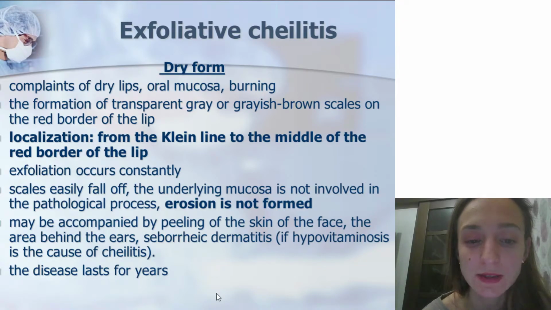Localization from the cleanse line to the middle of the red border of the lips is typical for this kind of cheilitis. In the dry form of the disease, children complain of lip dryness and scales. The exudative form is accompanied by a sensation of burning, pain, and tension of the lip, and swelling. In the case of hypervitaminosis-conditioned cheilitis, children can have scaling skin on the face behind the ears, and then seborrheic dermatitis.